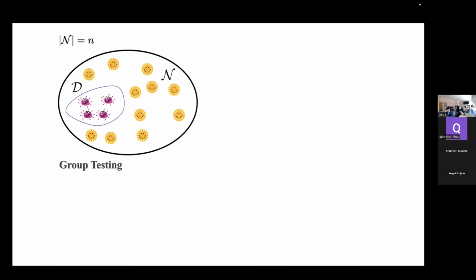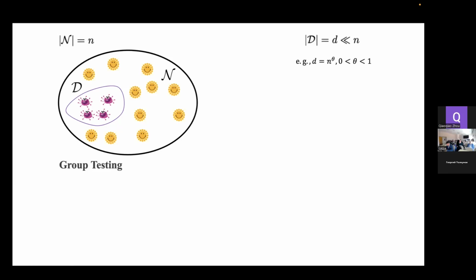A simple and naive strategy is to test them one by one, right? However, usually the number of infected people is much smaller than the whole population. For instance, maybe they are in a sublinear region. This essentially says that this is a sparse problem, so there should be some sparsity we can leverage to efficiently solve this problem.